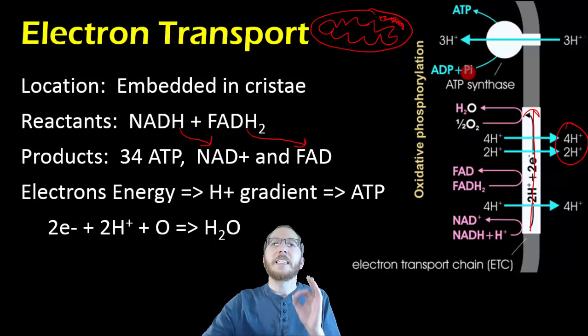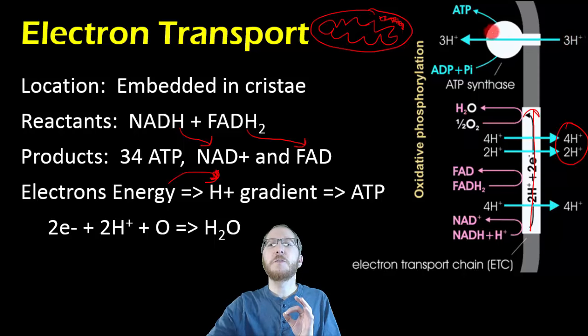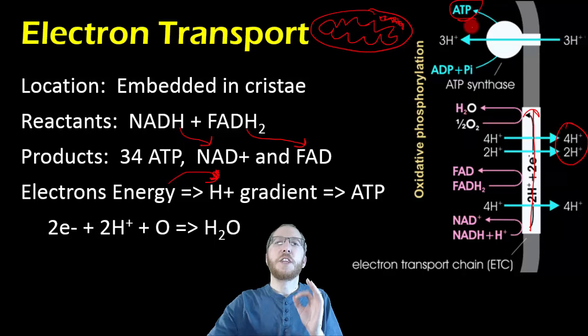This gradient is a source of energy. So the fact that we've built this gradient now means that we've got energy stored here, and by allowing those H+'s to diffuse back in, this will be a form of facilitated diffusion, they're going to go through a protein called ATP synthase that's embedded in the cristae, and by going through there, they're going to provide the energy needed to make ATP.